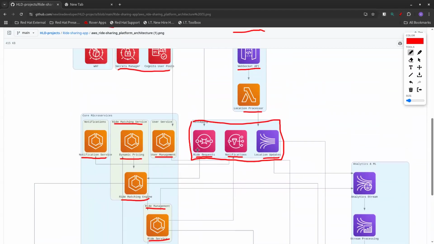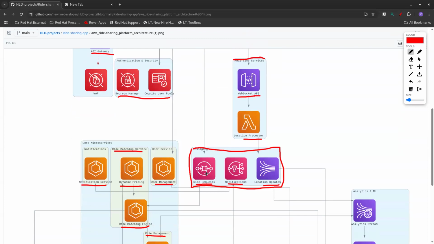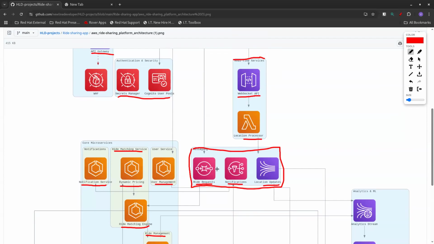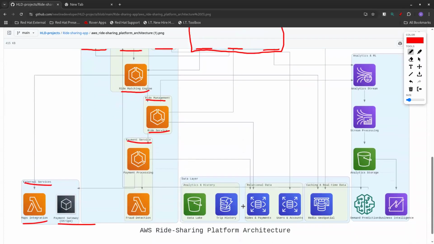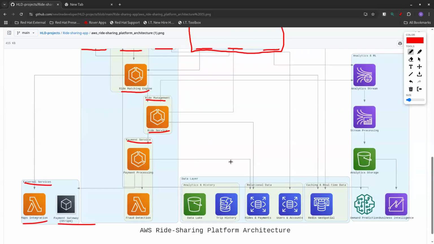For example, we can see a ride request. Everything comes from the API gateway, and then it's sent to the SQS. Then it's sent to the ride matching engine. Once that is done, the notification is sent here, and then it will send the messages back to the system. Okay, next, let's check the database layer.